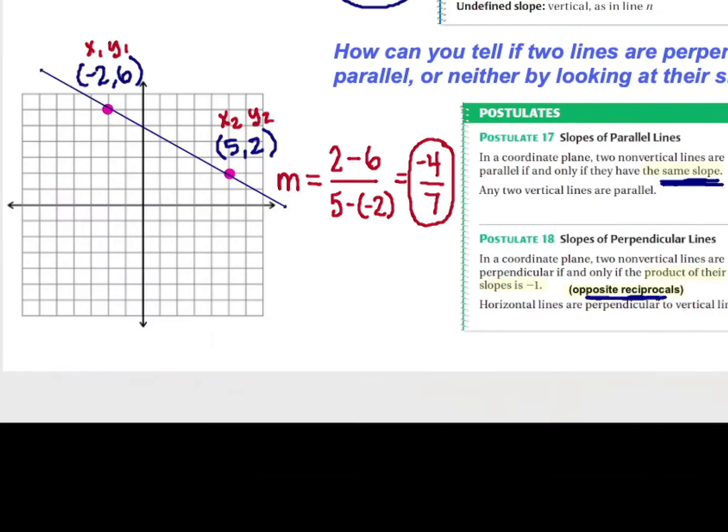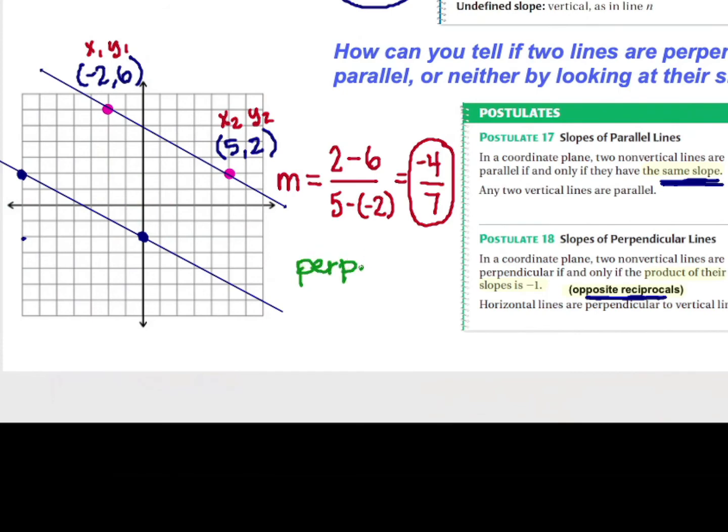So on this little example, if I wanted to make a line that was parallel to my -4/7, I could pick any point on the graph, and as long as I went down 4 and over 7 to the right, that line would be considered parallel because it has the same slope.